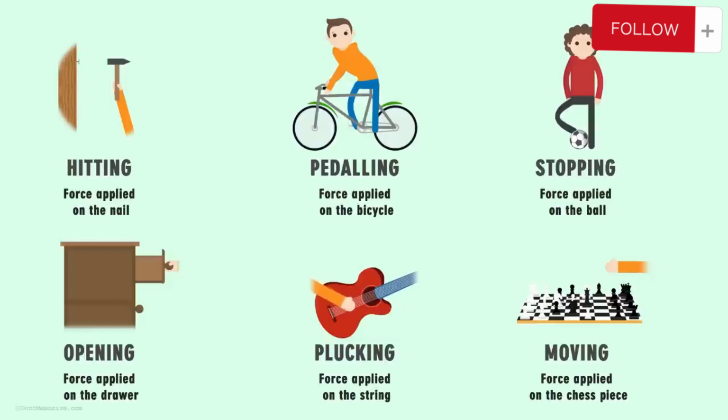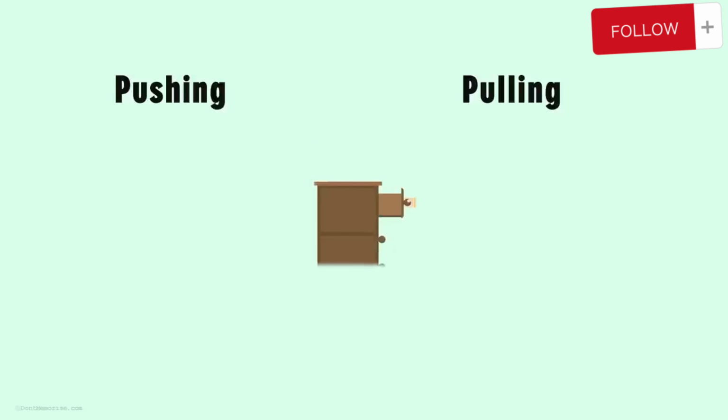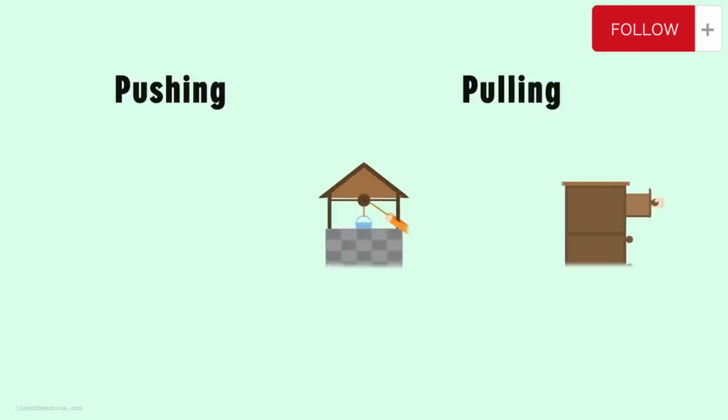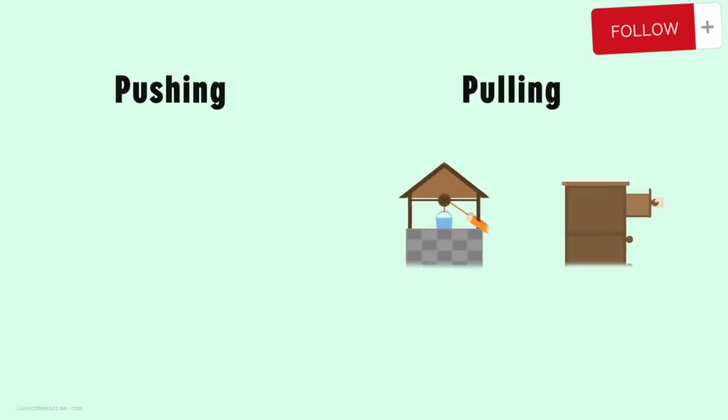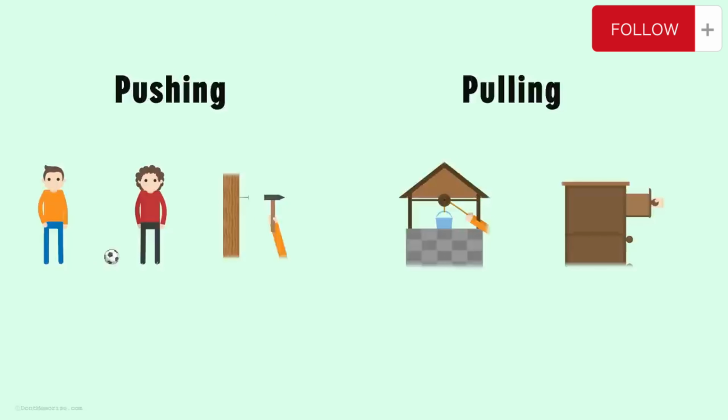Other examples of actions performed on objects include opening a drawer, plucking the string of a guitar, and moving a piece on a chessboard. These are just a few examples, but there are many more actions we can perform on objects. It's not possible to list every one of them. However, we can categorize all these actions into two basic types: pushing and pulling. For example, when we open a drawer, we are simply pulling the knob to open it. Similarly, when we lift a bucket of water from a well, we are pulling the bucket toward us.